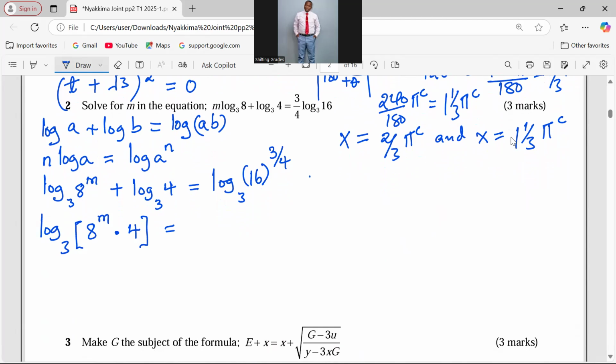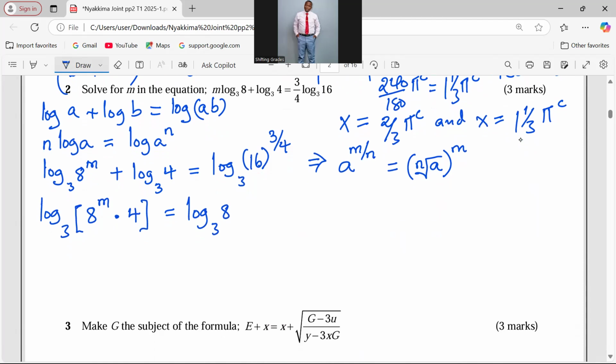This is a law of indices, which says if we have a number a raised to a fractional index this way, we solve this by taking the nth root of a, then everything we raise to power m. Therefore, here we will take the fourth root of 16, which is 2. Then 2 will be raised to power 3, which gives us 8 now. So the log to base 3 of 8, that way.